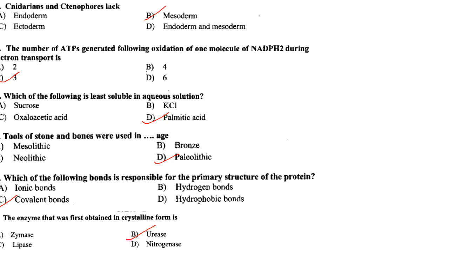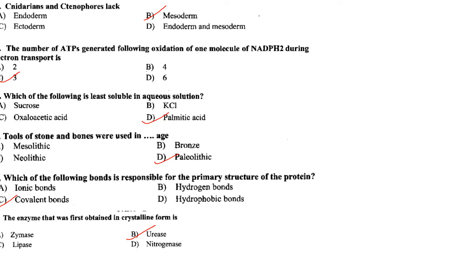Which of the following is least soluble in aqueous solution? So out of these, palmitic acid, because it is a fatty acid and it is non-polar also, so it is least soluble in aqueous solution. Tools of stone and bones were used in dash age. So it was during the Paleolithic age that these kind of tools were used.